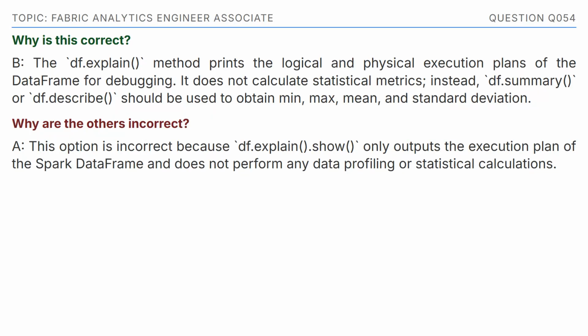The df.explain method prints the logical and physical execution plans of the data frame for debugging. It does not calculate statistical metrics. Instead, df.summary or df.describe should be used to obtain min, max, mean, and standard deviation.